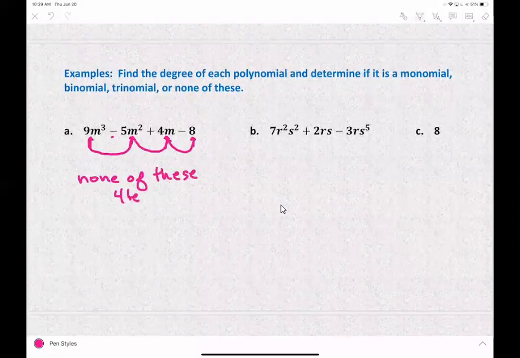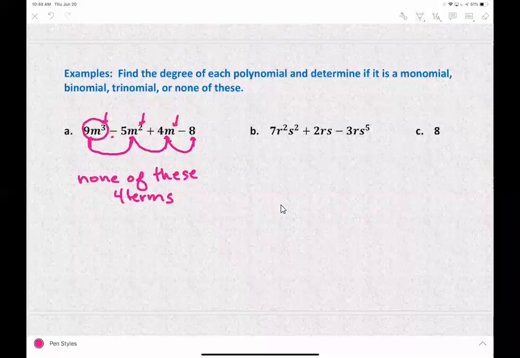because there are 4 terms, and the degree of it, when we look, the exponent is a 3, 2, 1, and then any constant is always 0. So the highest degree is this term here. So the degree is 3.